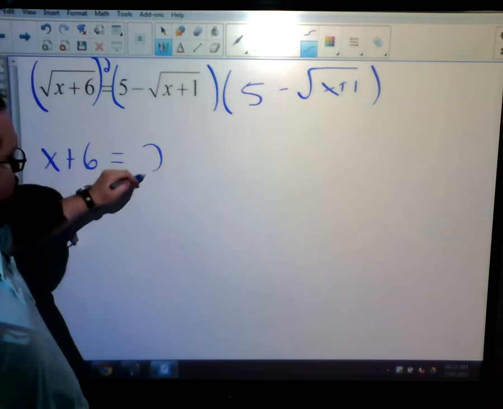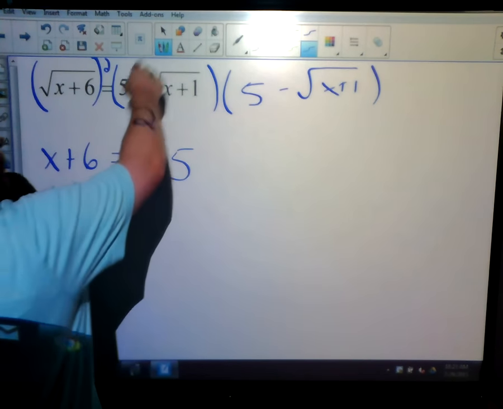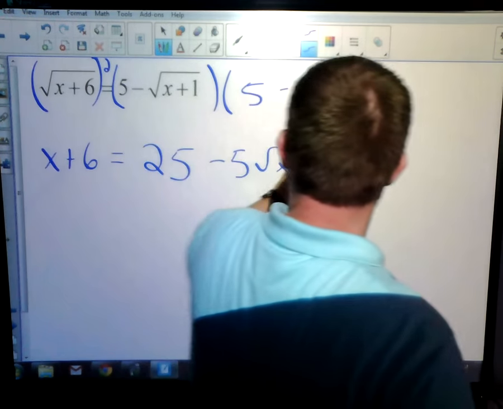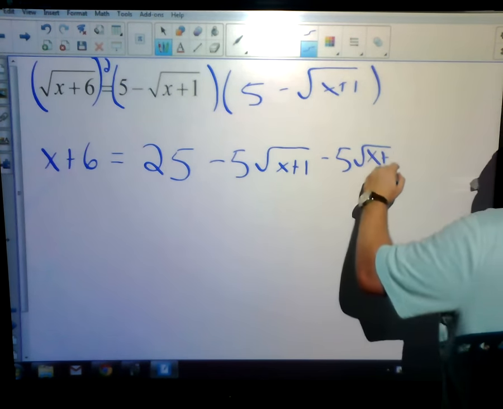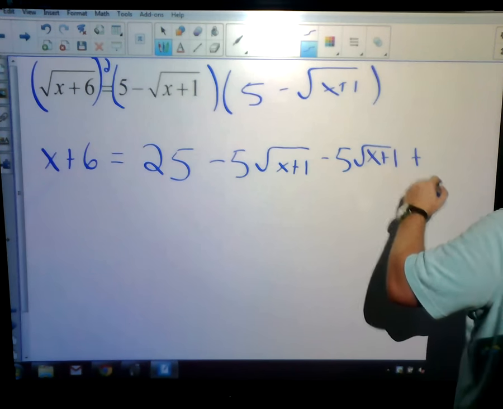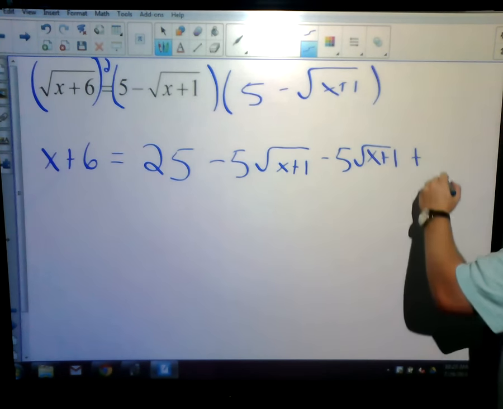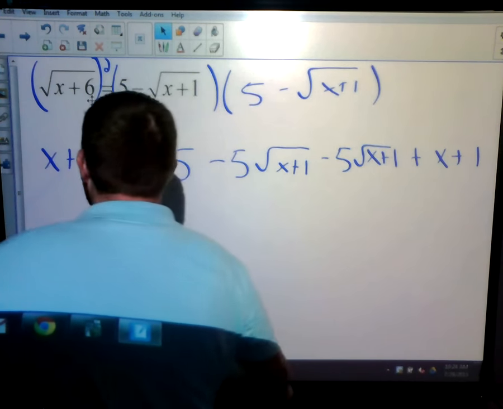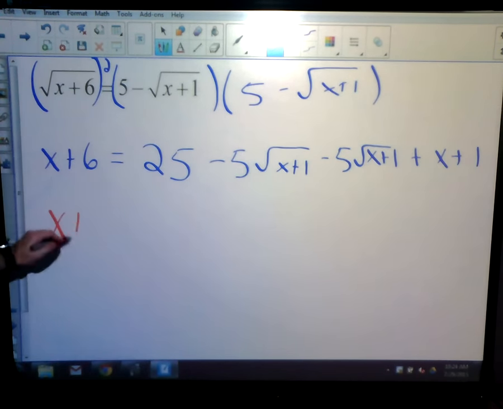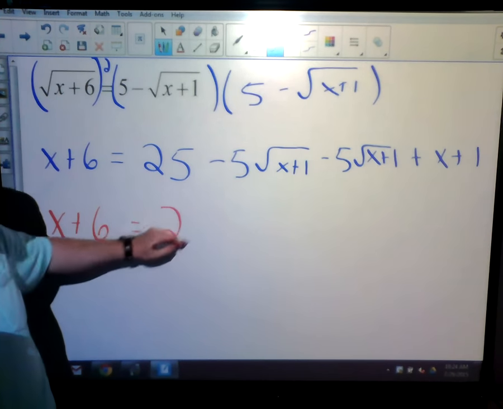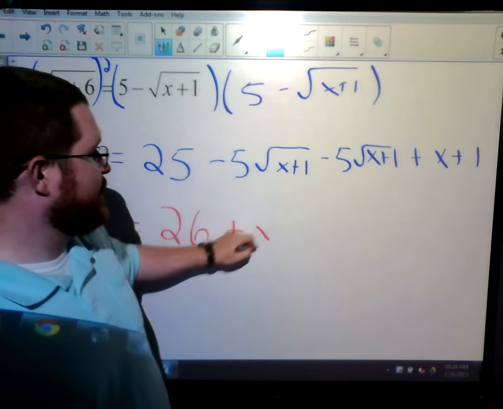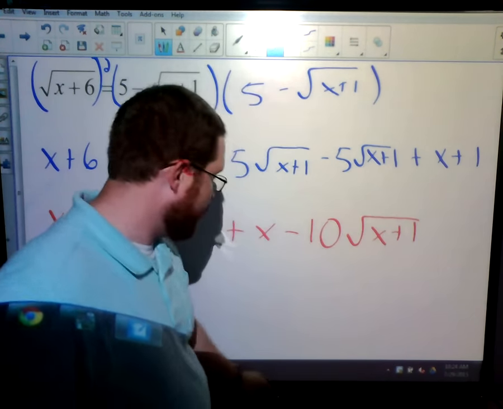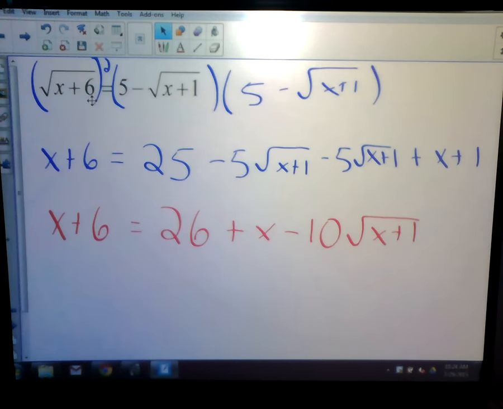Five times 5, 25. Minus 5 square root of x plus 1. Minus 5 square root of x plus 1. Plus square root of x plus 1 times square root of x plus 1 is x plus 1. Let's combine and cancel. I get x plus 6 equals 26 plus x minus 10 square root of x plus 1. So the good news is I took a problem with two radicals and I got it down to one radical.